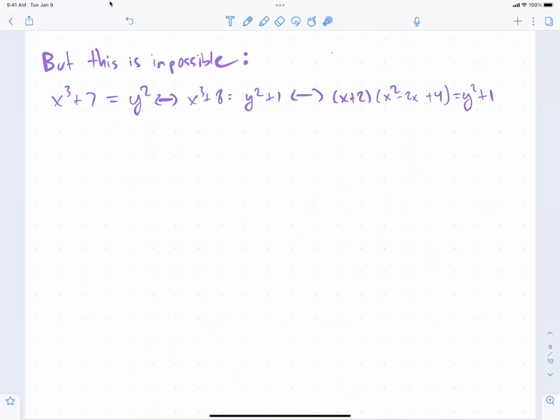If I look at this equation, x cubed plus 7 is equal to y squared, well, that's the same as saying x cubed plus 8 is equal to y squared plus 1. But now I can factor x cubed plus 8 as x plus 2 times x squared minus 2x plus 4, and that's equal to y squared plus 1. But since this prime q divides x plus 2, it divides this left-hand side, so it also divides y squared plus 1.